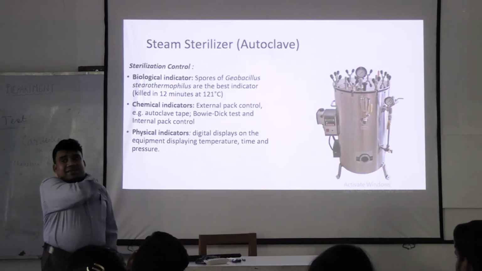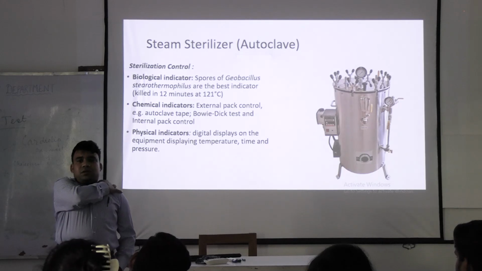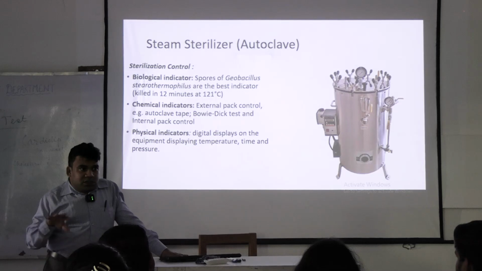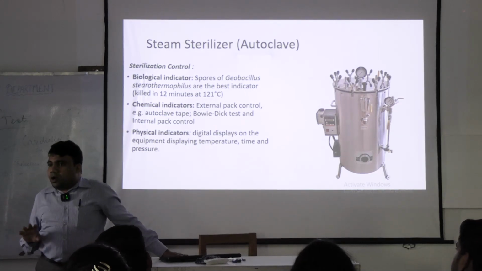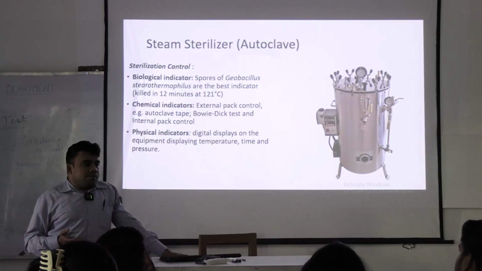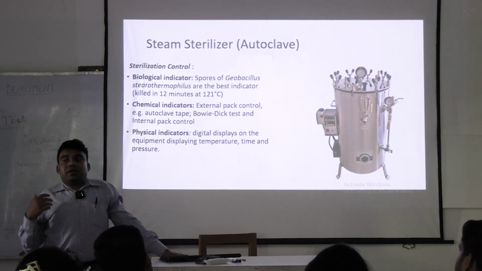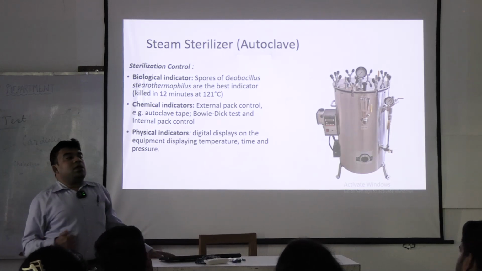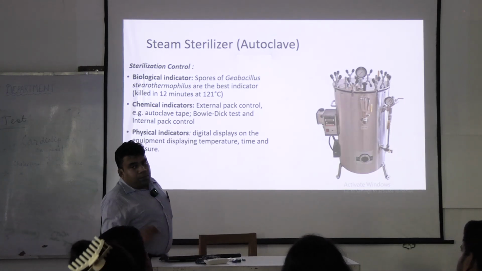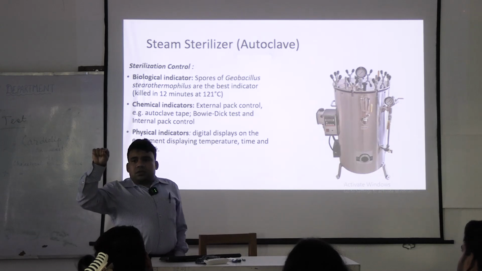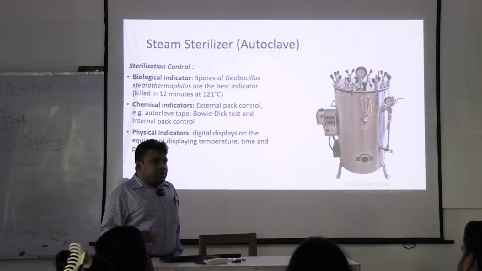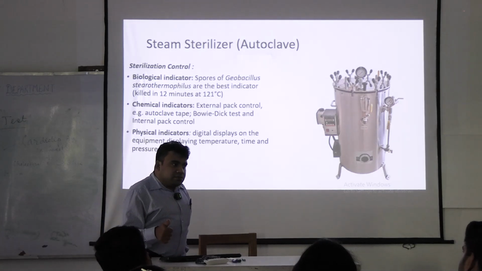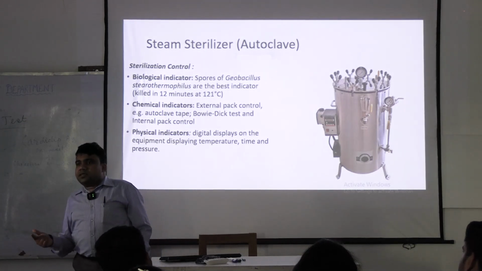Now, coming to indicators. Why are indicators important? We have put the material in the autoclave, we have done the process. Now, we need to ascertain whether the process was done correctly or not. How can we do that? There are indicators or process controls. What are the process controls? The first would be a physical indicator. You have put a probe inside the autoclave which detects the temperature. If the probe tells you the temperature is correct, that's a physical indicator. Similarly, a pressure indicator could be a physical indicator, right?